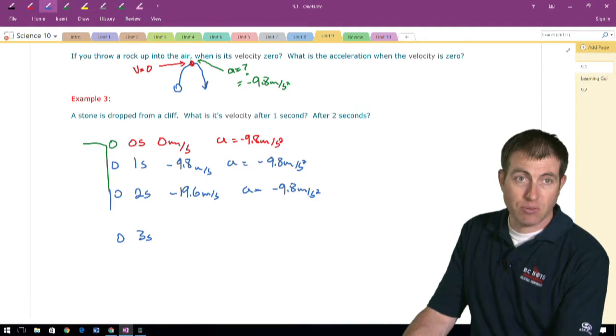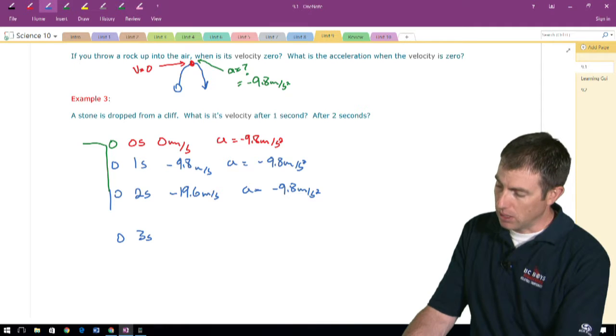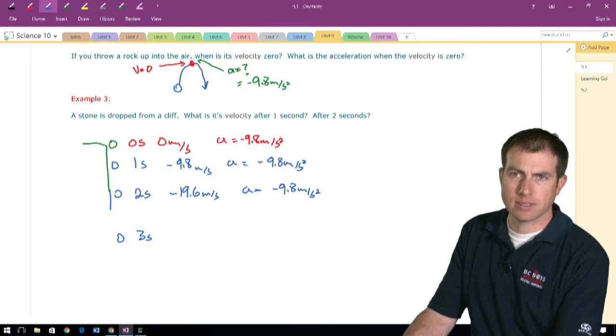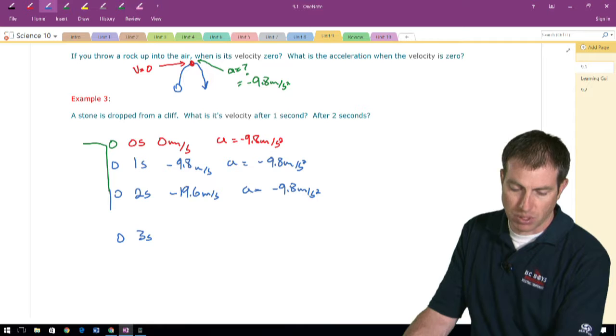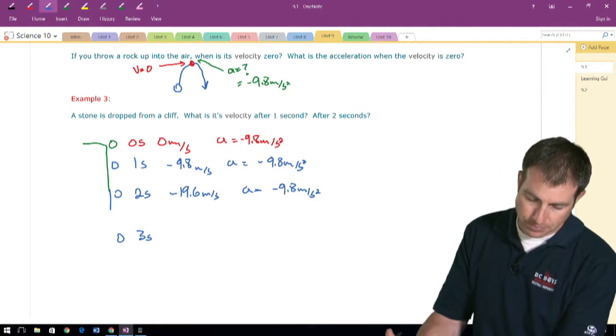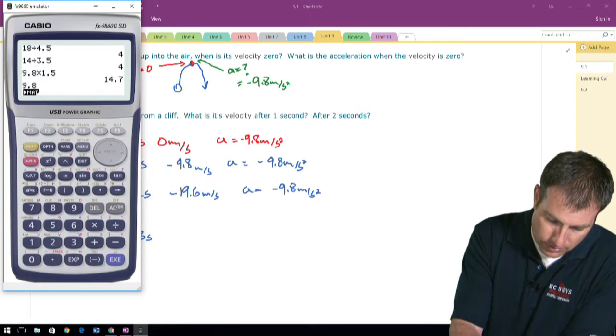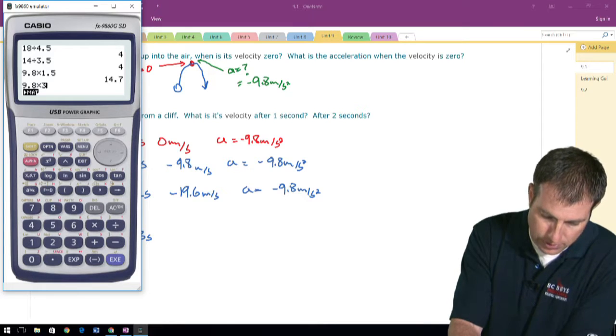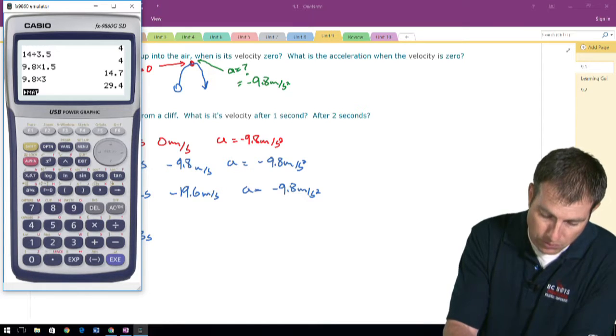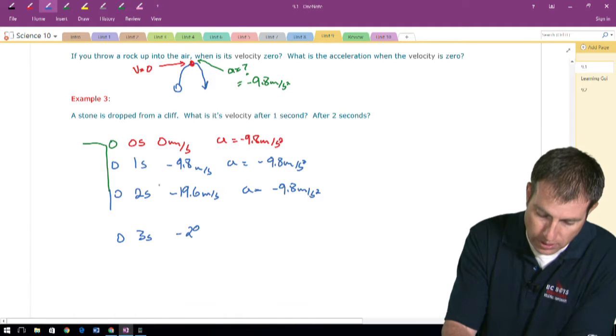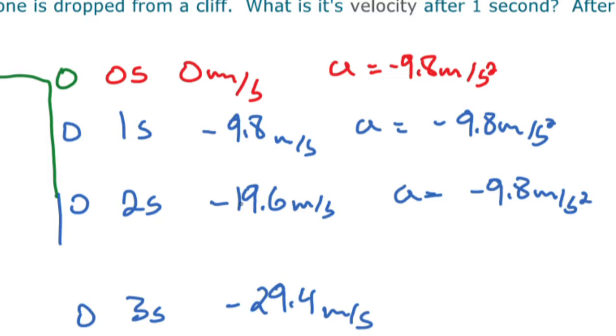After 3 seconds, how fast will an object, a rock, you, me, anything be going 3 seconds after it's fallen in our perfect world? 9.8. Eric, you doubled it. I'm going to triple it this time. 29.4. So it'll be going negative 29.4 meters per second. Acceleration, still negative 9.8 meters per second squared.